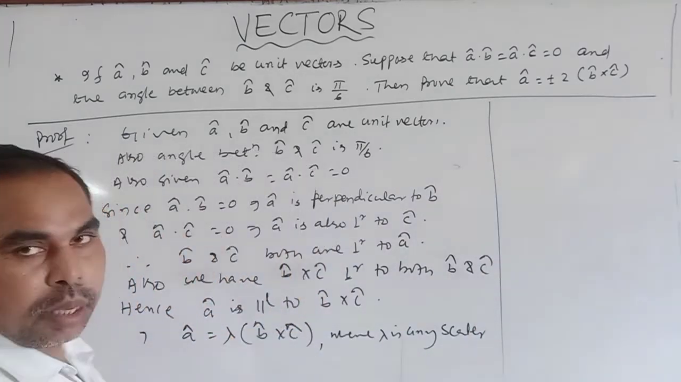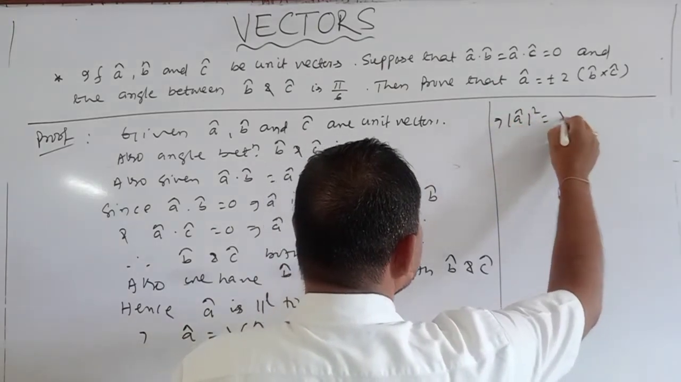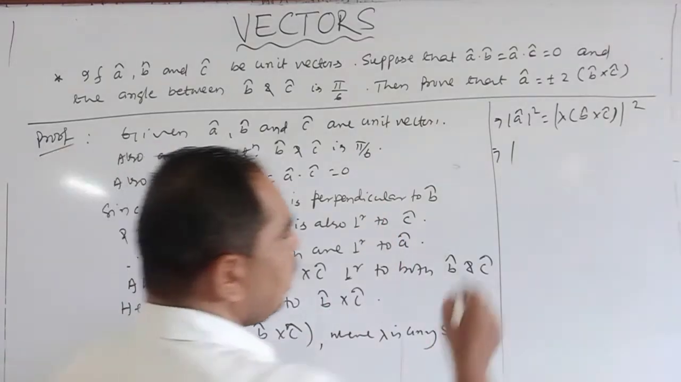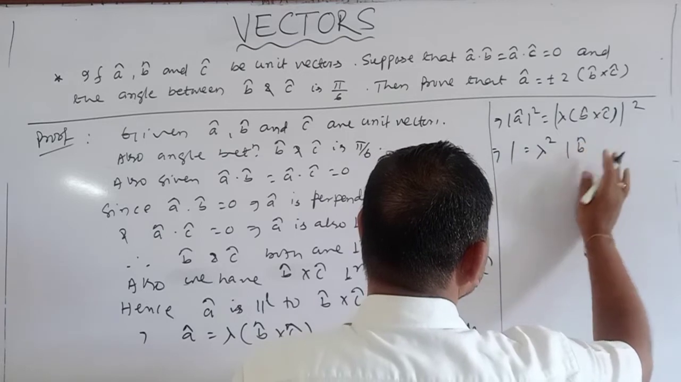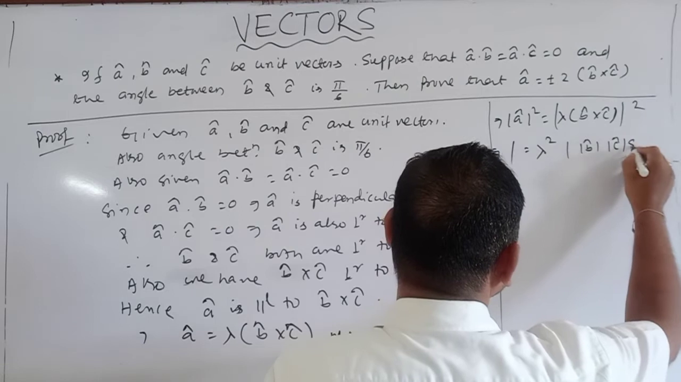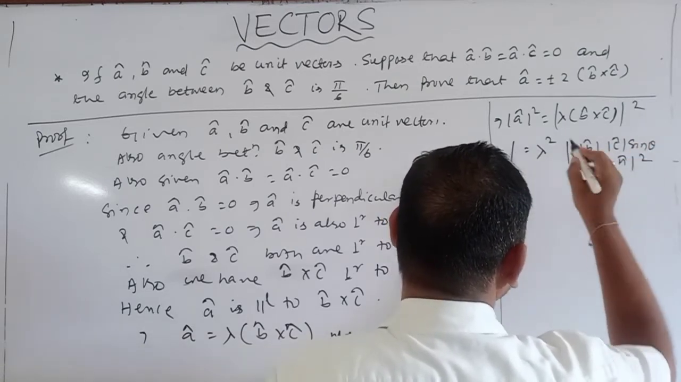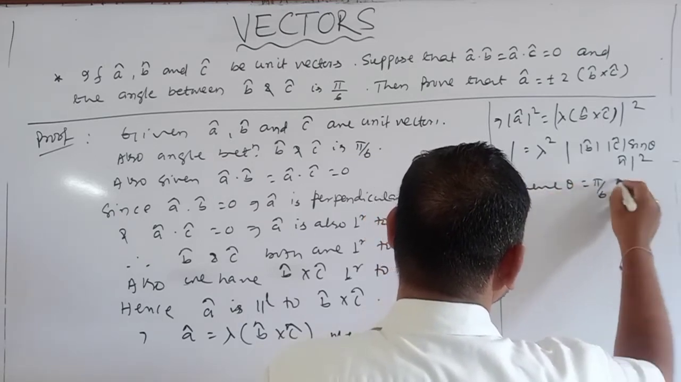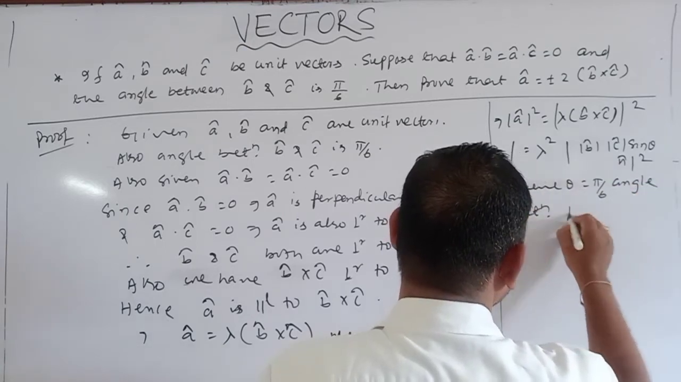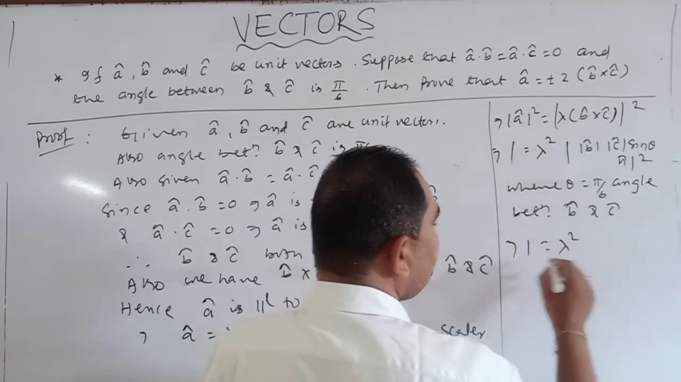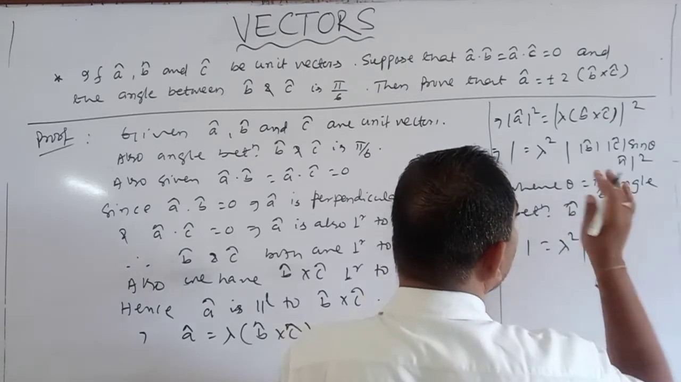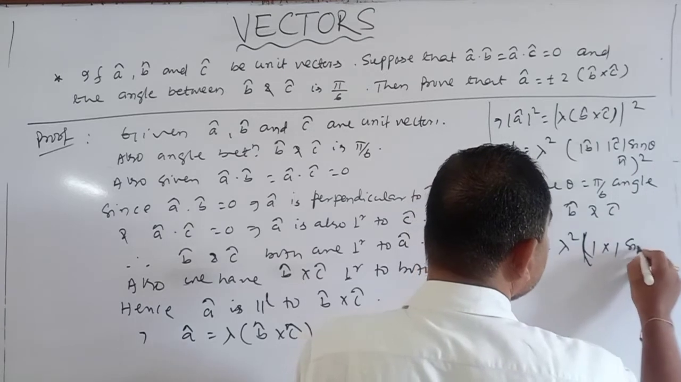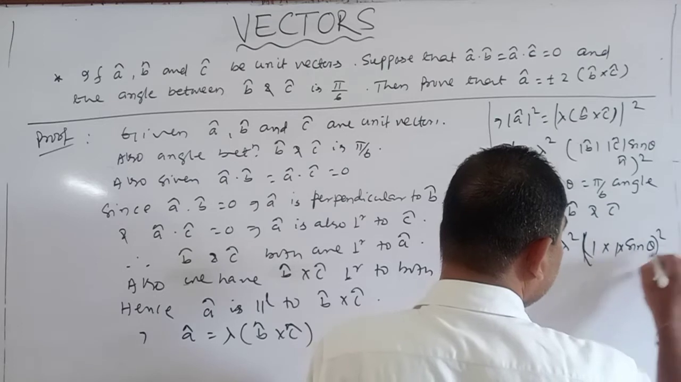So we need to find the value of lambda. This implies mod a cap square is equal to lambda square into mod b cap cross c cap square. So mod a cap square is 1, equal to lambda square into mod of b cross c. B cross c means mod b mod c sin theta n cap, whole square, where theta is equal to pi by 6, the angle between b cap and c cap. So this implies 1 is equal to lambda square into mod b, which is 1, into mod c also 1, into sin theta, into mod n cap square.